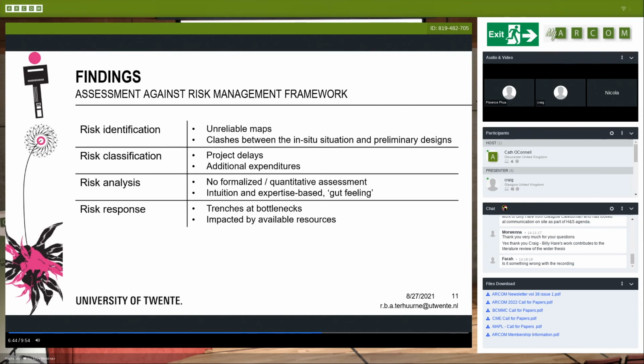Regarding the risk classification, if the design clashes with the in-situ situation, it was explained that this typically leads to huge project delays and vast additional expenditures. Practice wanted that to be prevented, of course. In terms of risk analysis, both the observations and interviews did not show any type of expressed analytic behavior. Practitioners used their intuition and expertise to determine the risk-prone locations. No formalized or quantitative assessments were done to estimate the consequences of damaged utilities.